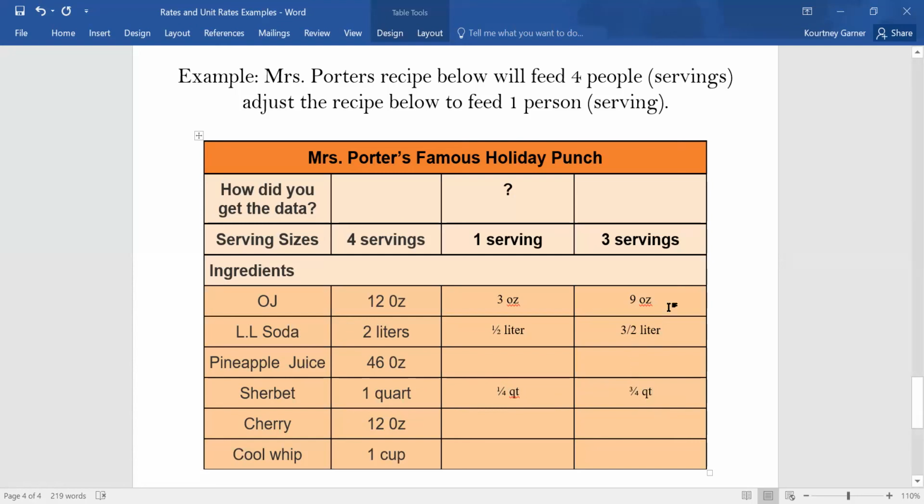And then I want you to think, what did I do to each of these servings? How did I get them? What operation and number did I use? And that's what you're going to put right here. Now it's time for you to go to your recipe project and continue working to fill out the chart.